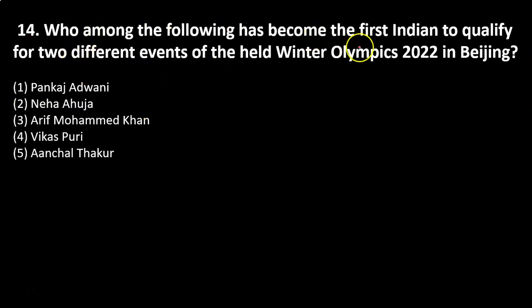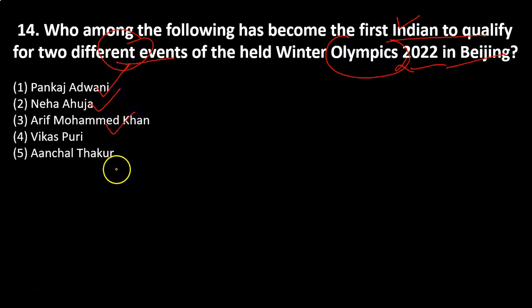Who among the following has become the first Indian to qualify for two different events of the Winter Olympics 2022 held in Beijing? So it was in news, and it is the first Indian to qualify for two different events. So you have to identify. Your options are Pankaj Awani, Neha Ahuja, Arif Mohammed Khan, Vikas Puri or Aanchal Thakur.